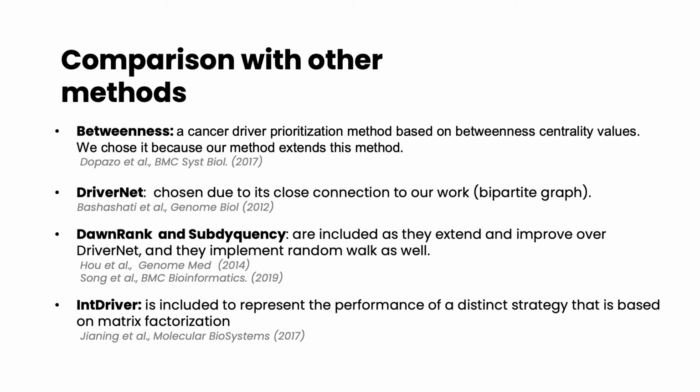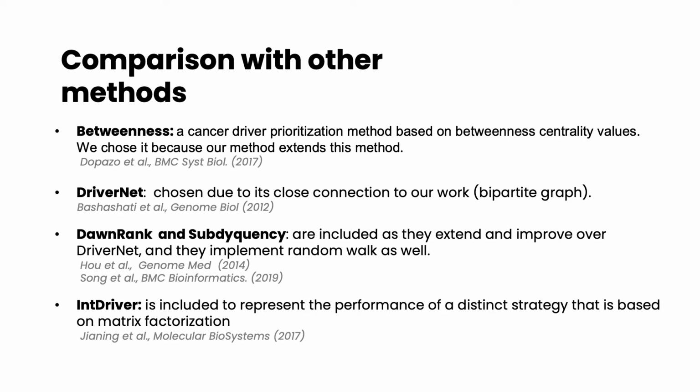The first method is Betweenness, by which our method is inspired. They employ paired data and an interaction network, and they use a Betweenness measurement to prioritize cancer genes. And our main contribution is to use the Betweenness measurement for the identification of patient-specific dysregulated genes on personalized networks.